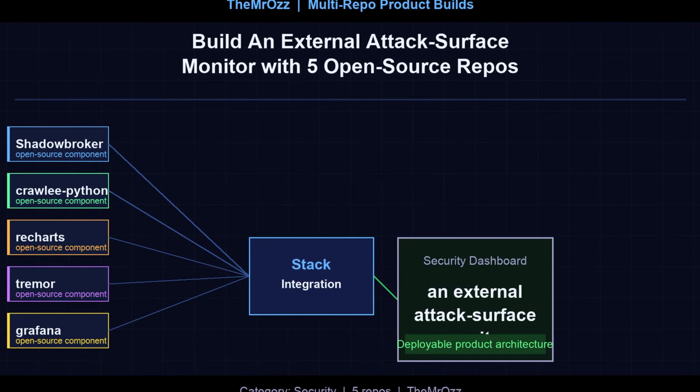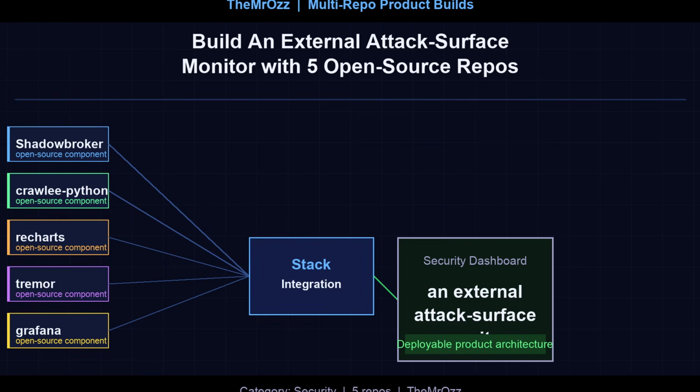No data leaves the self-hosted stack. Crawlee's scrapers route through Shadowbroker's secure backend, avoiding third-party APIs. Tremor and Recharts render everything client-side, with Grafana managing access controls. The result is a unified view of the attack surface, from a satellite-like global map down to individual device configurations, all updated live and presented with minimal lag. Small teams get actionable intelligence without noise, knowing exactly what's exposed, where it's vulnerable, and what to fix first.